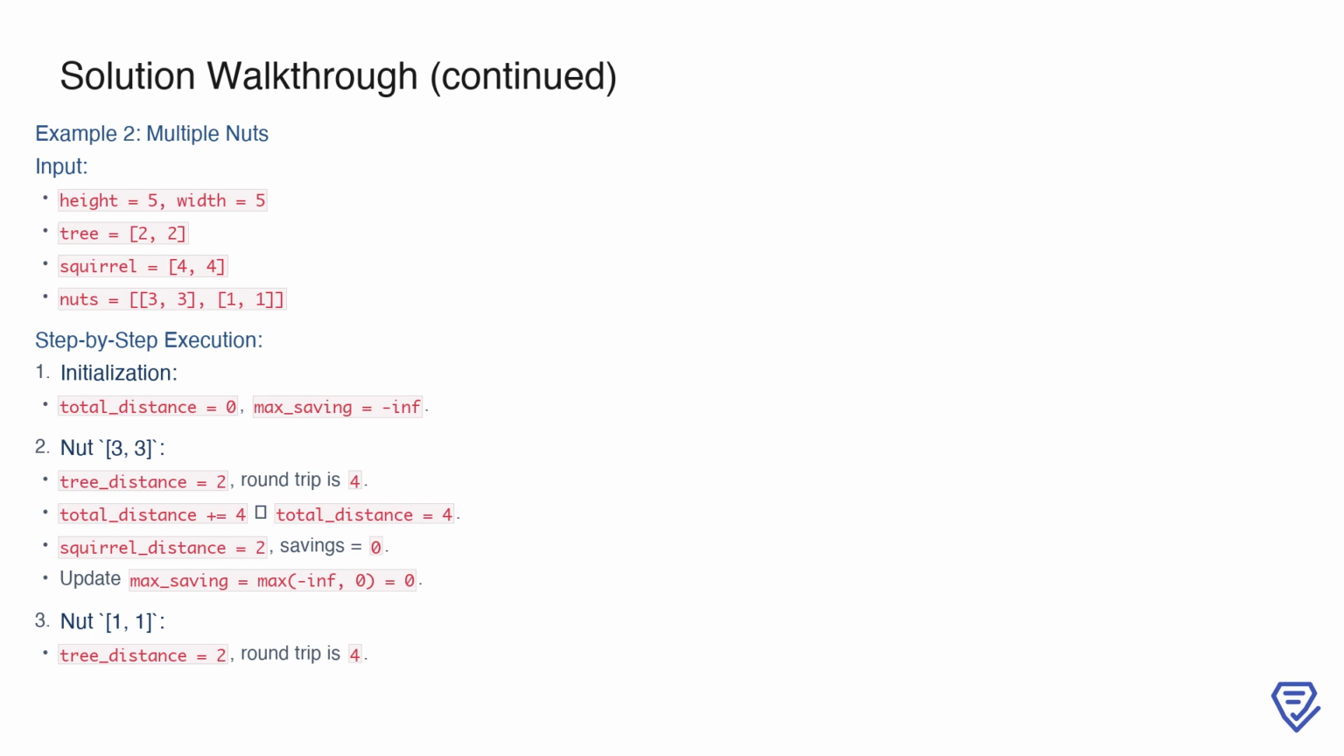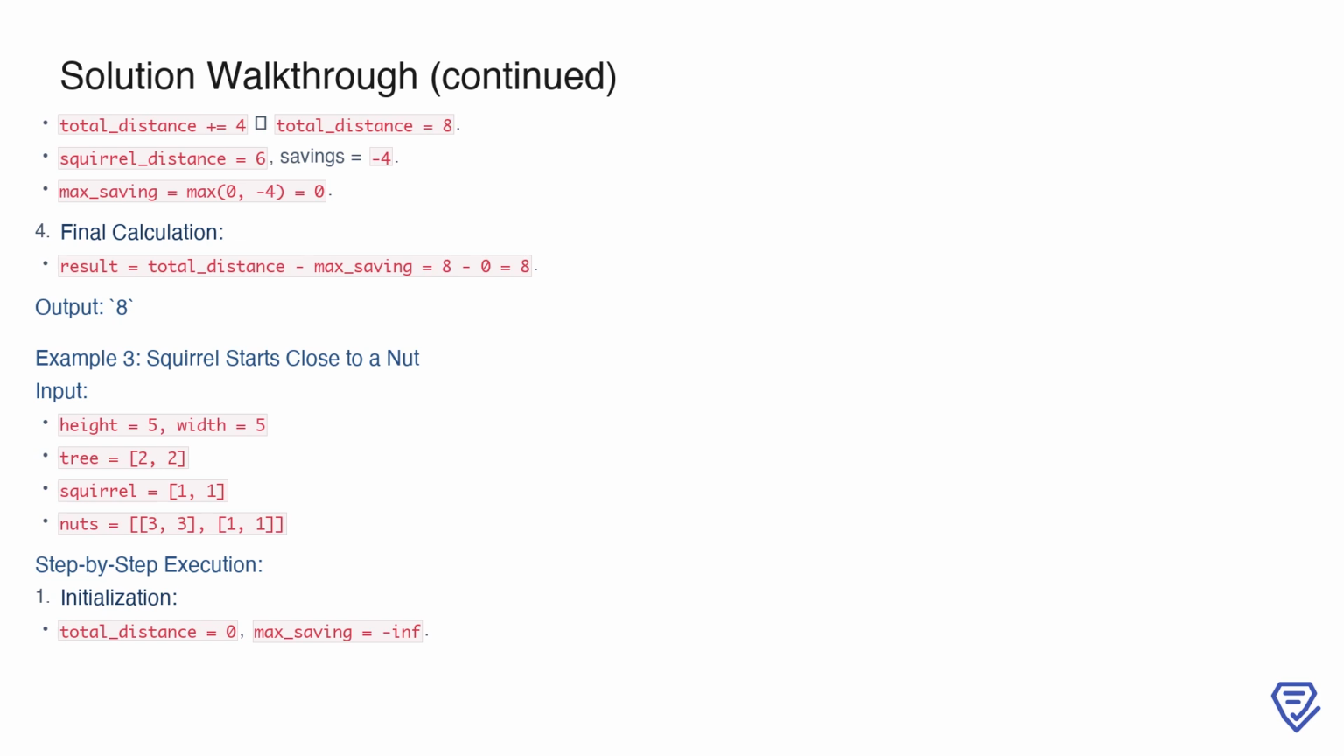Next, we consider the nut at 1, 1. Its distance to the tree is also 2, so the round-trip distance is again 4. Adding the round-trip distance for the nut at 1, 1 brings total_distance up to 8. The squirrel's distance to this nut is 6, calculated using the Manhattan distance formula. The savings in this case is the tree distance of 2 minus the squirrel distance of 6, which gives -4. We update max_saving to the maximum of its current value, 0, and -4, so max_saving remains 0.